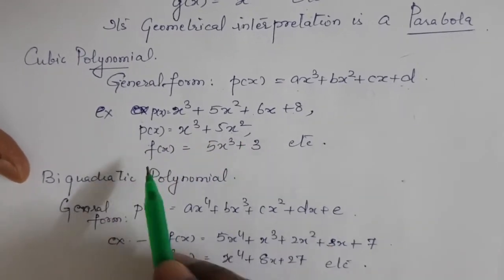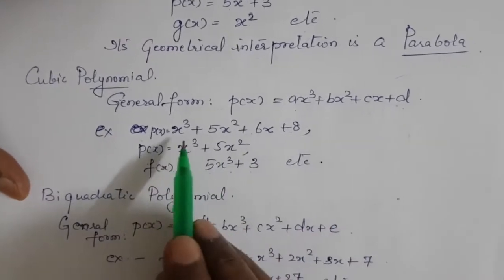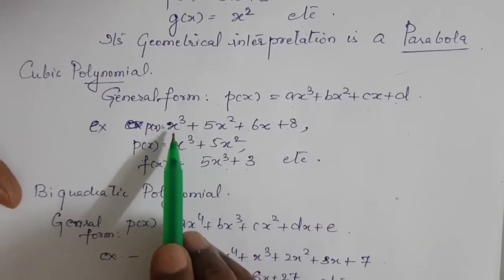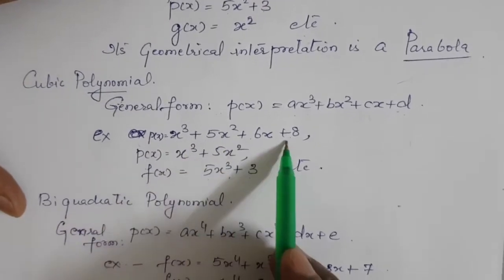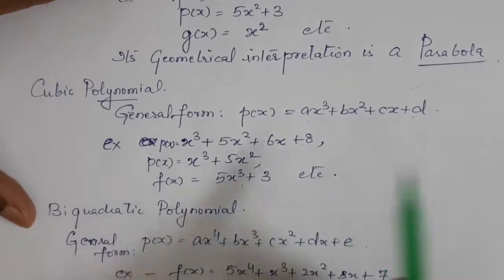or p(x) = x³ + 5x², or f(x) = 5x³ + 3. Here also it's not important that the cubic polynomial must have 4 terms. It can have 3 terms, it can have 2 terms, as well as it can have 1 term.